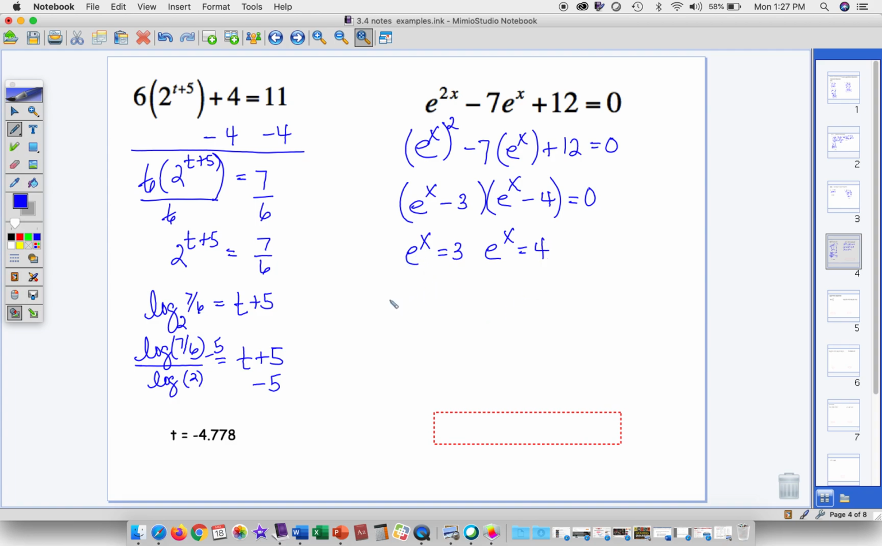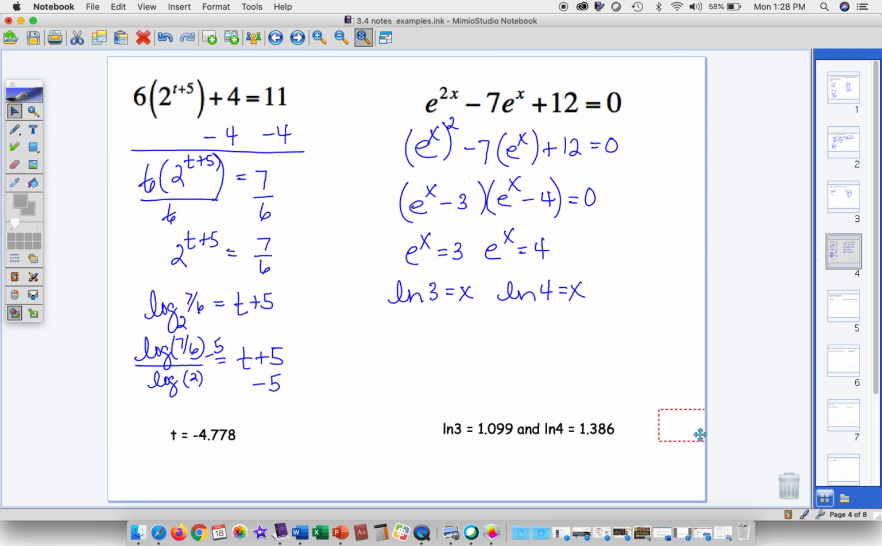From here I can go into log form, so it's the natural log of 3 is equal to x, and the natural log of 4 is equal to x. So I have two solutions. So the decimals are 1.099 and 1.386. So if you see anything like this, think about that quadratic form.